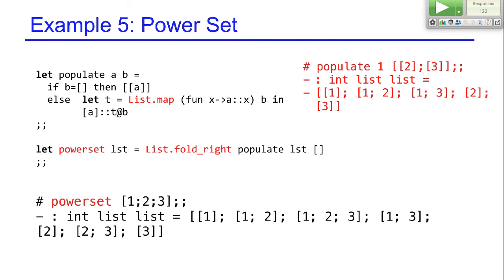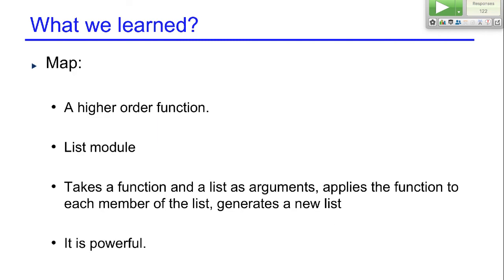One more question? Okay. Let's just get the summary. We looked at the higher order function map, right? Map takes another function, applies it to each member of the list, and returns a new list. The implementation of map is given in the List module. You just have to say List.map, and you don't have to implement it. Otherwise, it's the same implementation we showed you, given in that module. Map is very, very powerful.